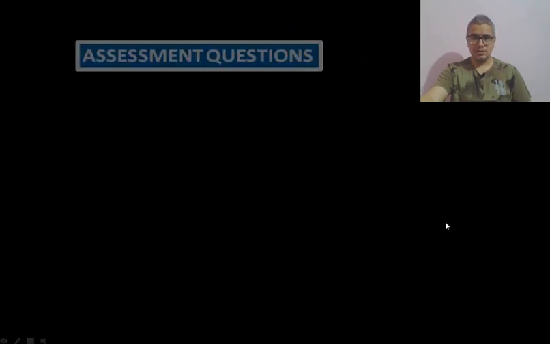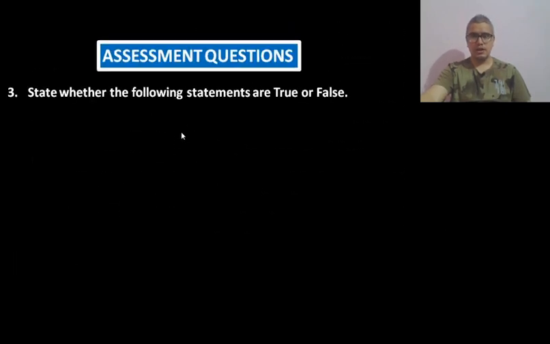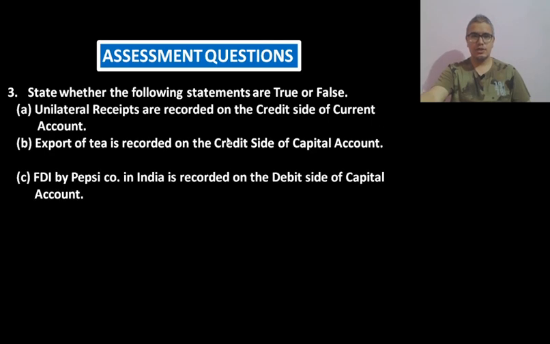Okay. Now let us take a few true or false questions. First: unilateral receipts are recorded on the credit side of current account, whether it will be true or false. Export of tea is recorded on the credit side of capital account, whether it will be true or false.